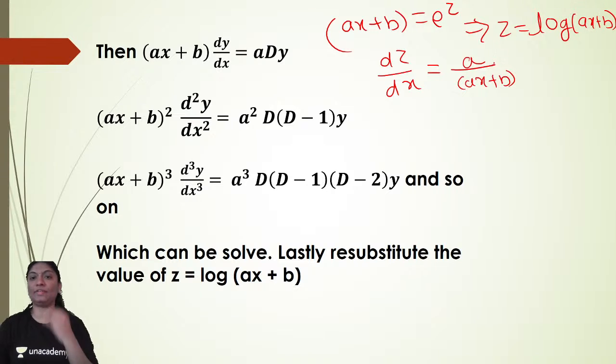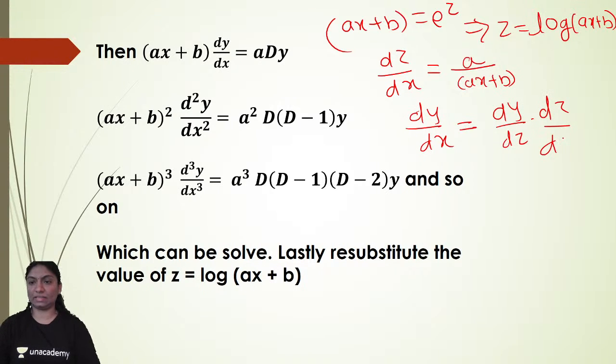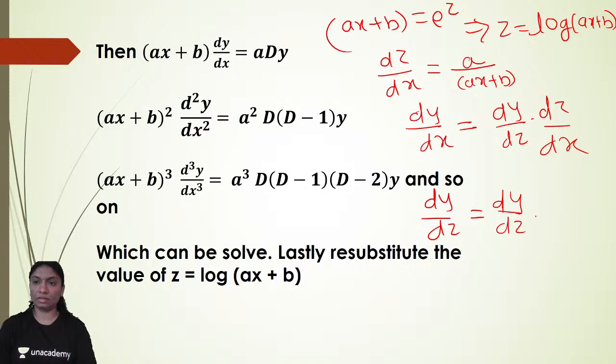So dz by dx is equal to this. Now we will take dy by dx. So dy by dx is equal to dy by dz into dz by dx. But dz by dx is a upon ax plus b. Okay, so we will transfer this into dy by dx.